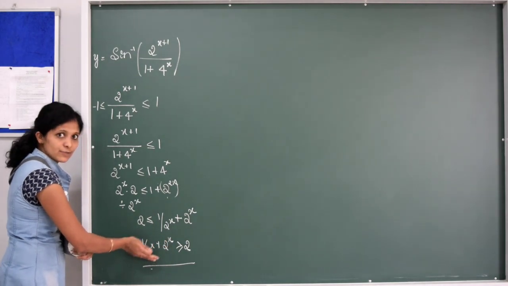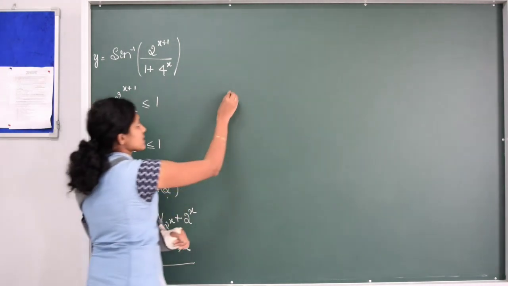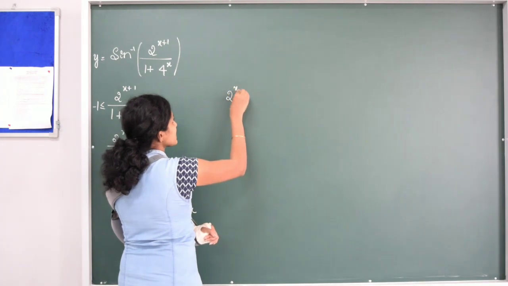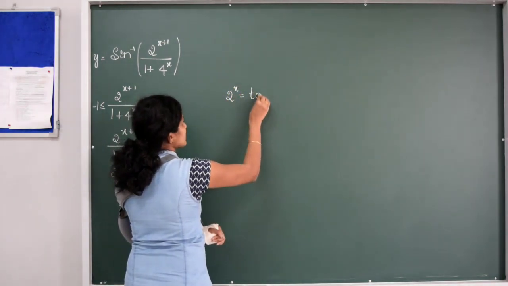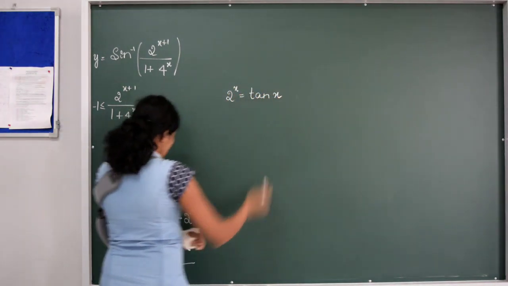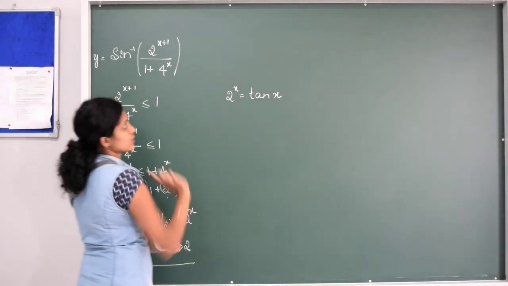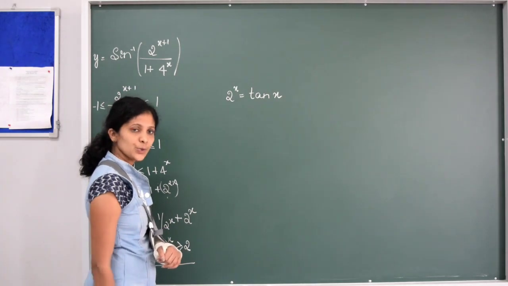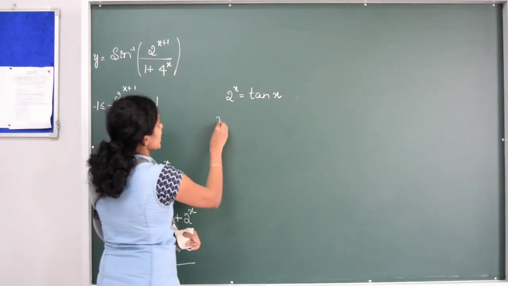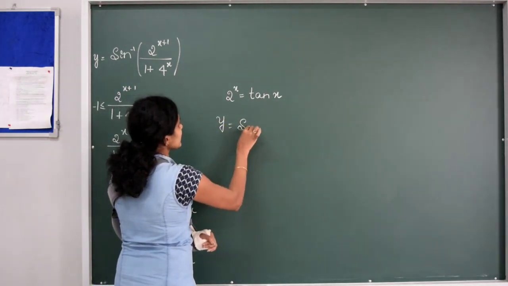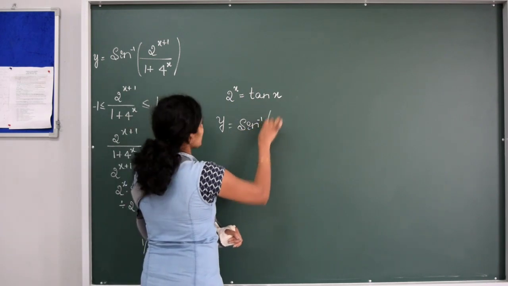Since this is satisfying for all the real numbers, we can give the substitution as 2 to the power x is equal to tan x. Is it clear? The value of this one, 2 to the power x, is satisfying for all the real numbers. We can give this as 2 to the power x is equal to tan x, and we'll substitute this. y is equal to sin inverse of 2 to the power x plus 1.